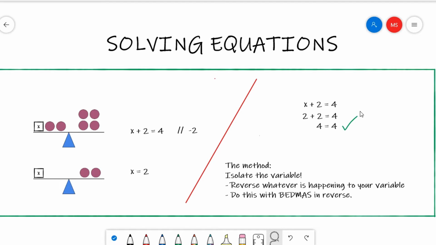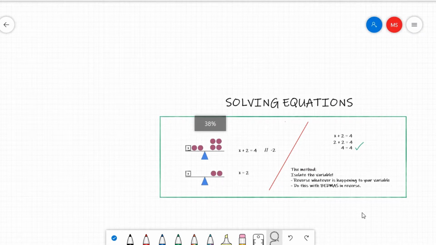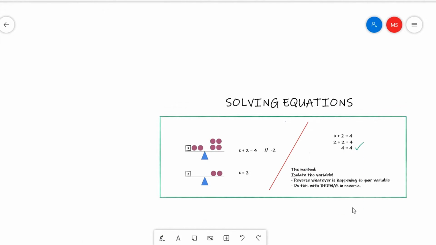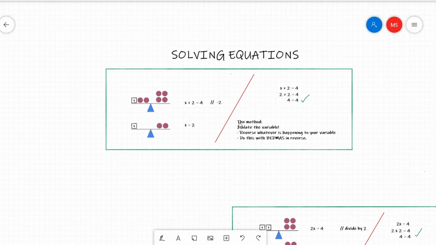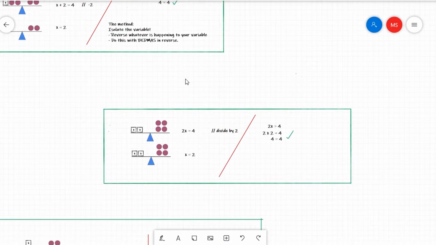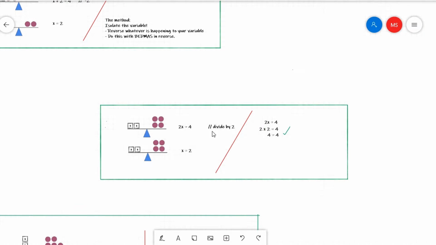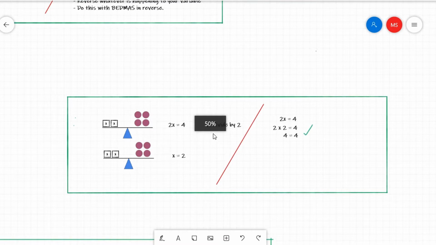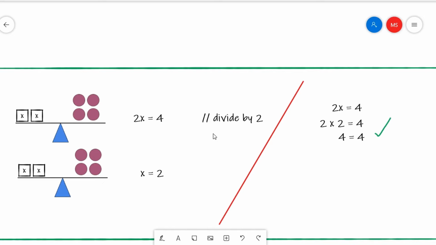Now, the part we haven't really looked at yet is the idea of doing BEDMAS in reverse. But we'll get to that shortly after we consider reversing what's happening to your variable in another situation. So let me move us to another spot here. And we'll take a look at a second equation. Also a fairly simple one, but a little bit different. So here we go. Now the equation is 2x equals 4.